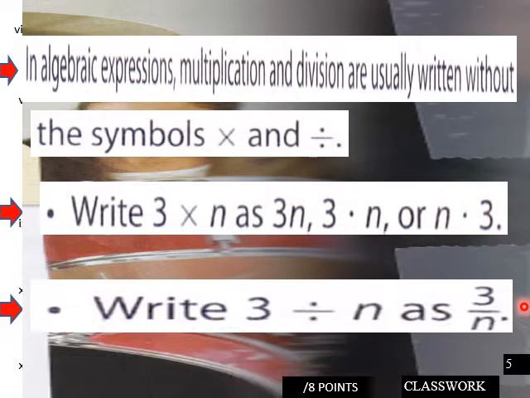Page 5, classwork. In algebraic expressions, multiplication and division are usually written without the symbols multiply and divide. Write 3 times n as 3n. 3 times n, this is a multiplication symbol here, the dot, or n times 3. And then write 3 divided by n as just 3 over n with this fraction bar here. That's the same thing as divide.